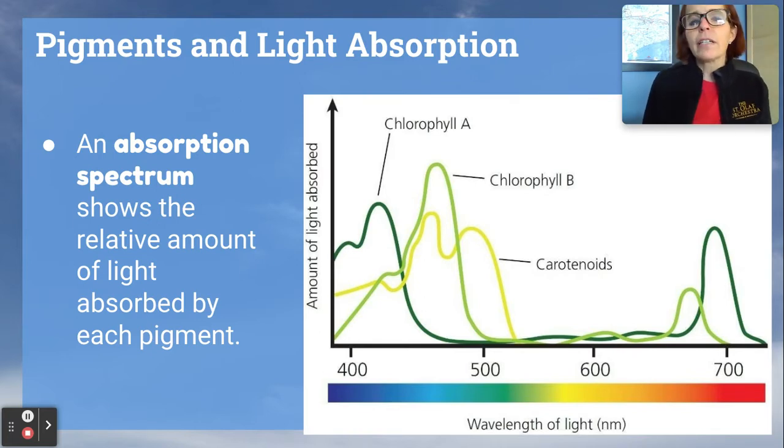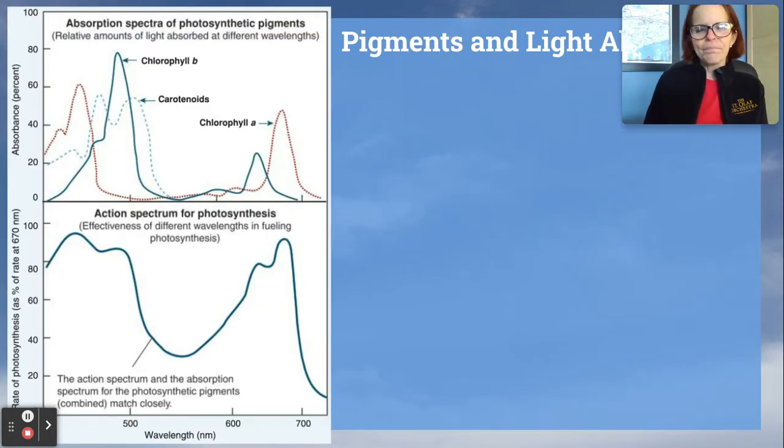So it's called an absorption spectrum, and it shows the relative amount of light absorbed by each of the pigments. Now, these are 3 of the primary pigments that are found in plants. Chlorophyll A is far and away the most important of the pigments, and the others are called accessory pigments. They help chlorophyll A, but they're not as important as chlorophyll A. All right, now let's continue with this idea.